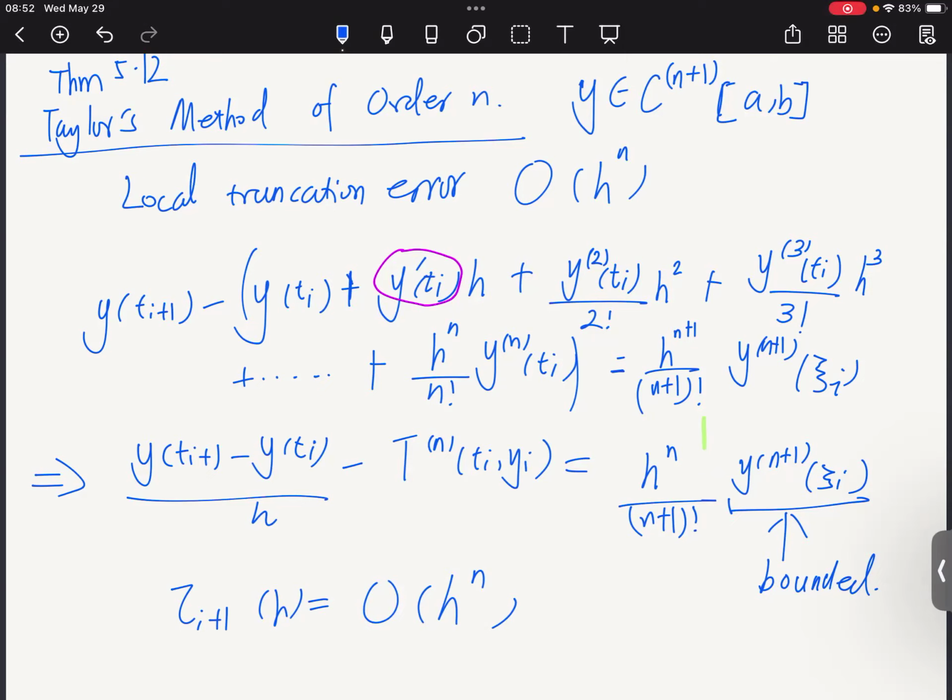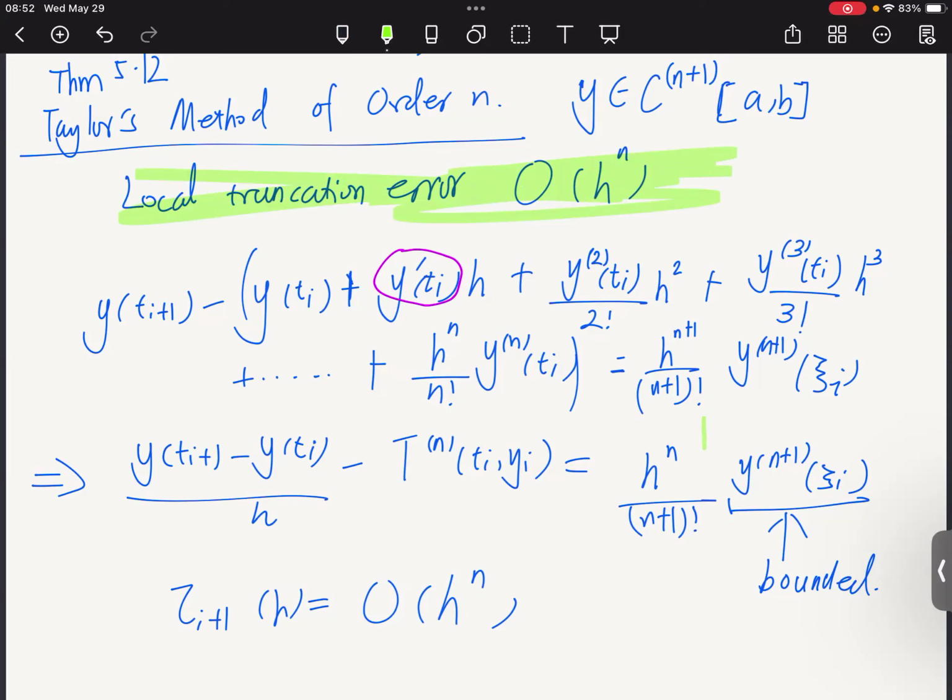And this is all about the Taylor's expansion, Taylor's methods. We cover the nth order methods, and then we cover the error term here. All you need to know is that for Taylor's methods, the local truncation error is of the order h^n.